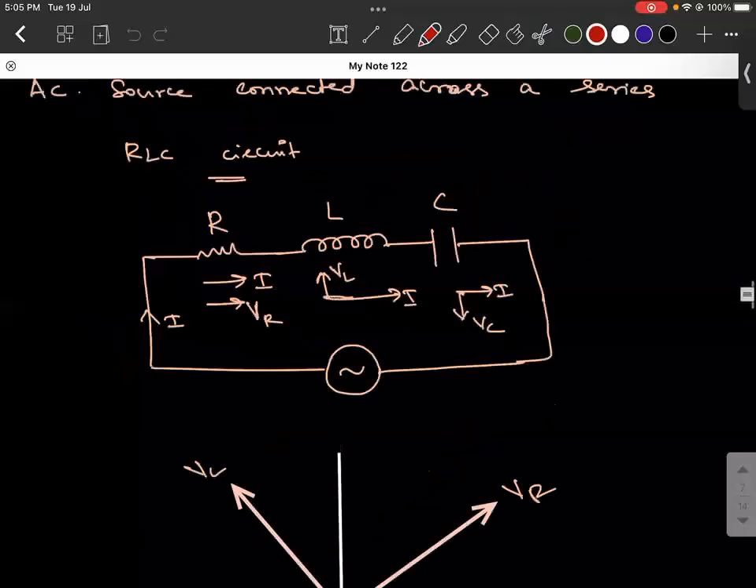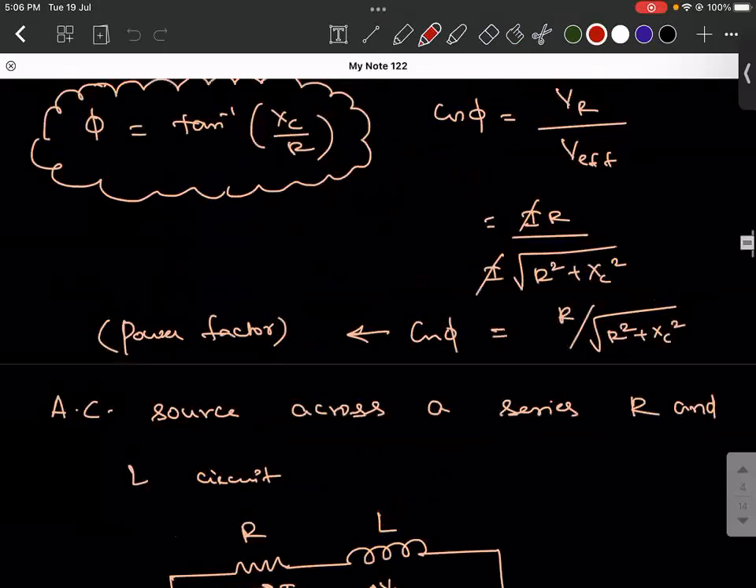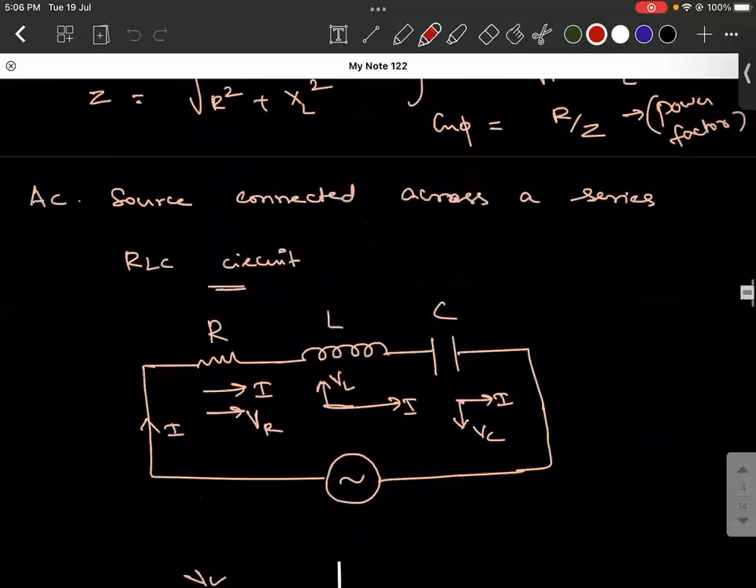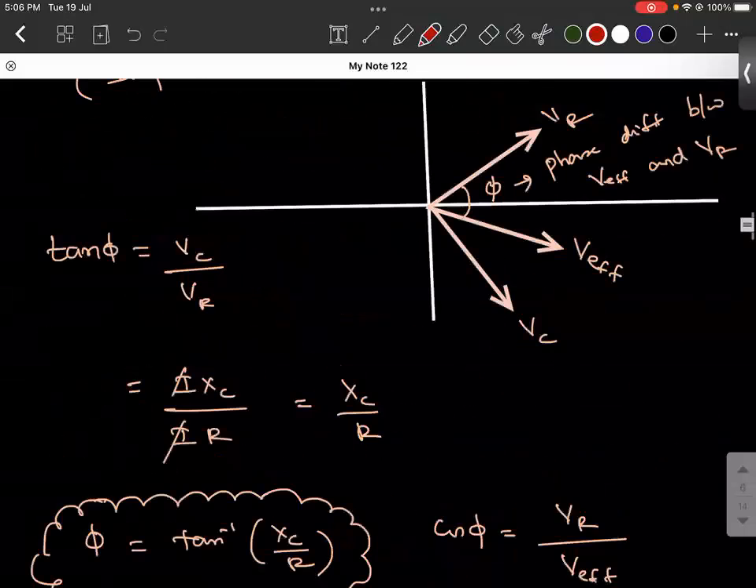So in the previous class, we discussed RL series, right? We didn't discuss RLC. You saw RLC also. Okay, so RLC is also done. I hope this is clear.